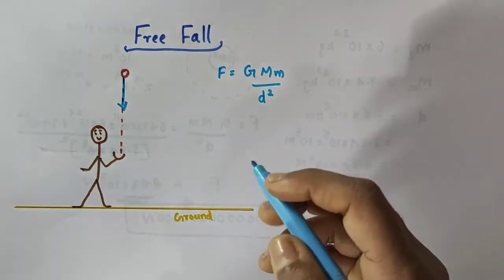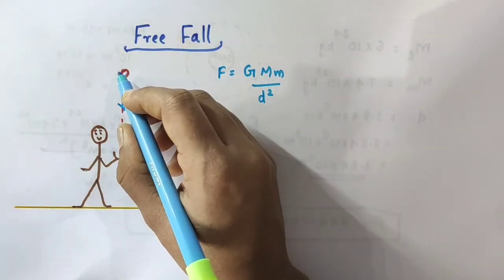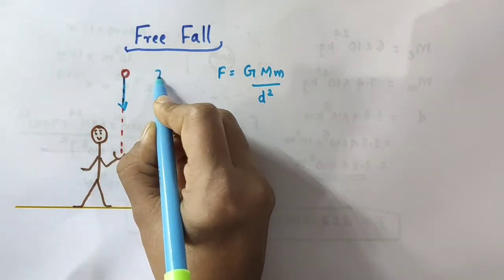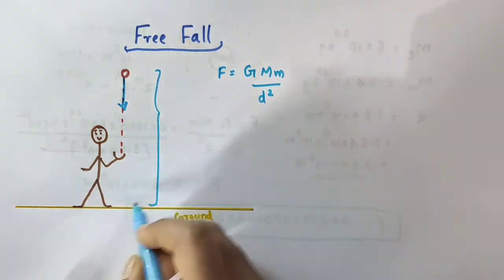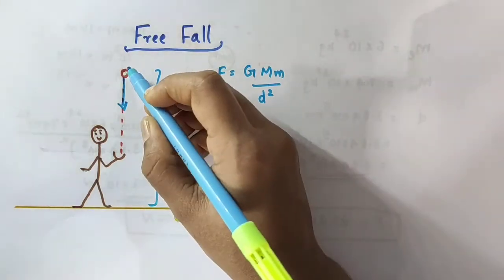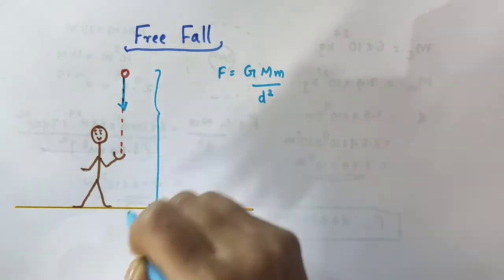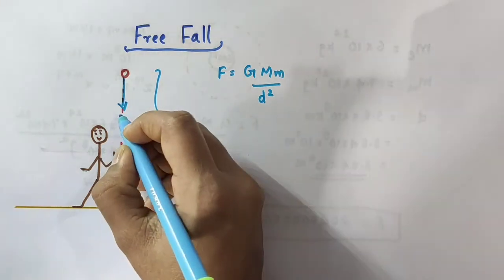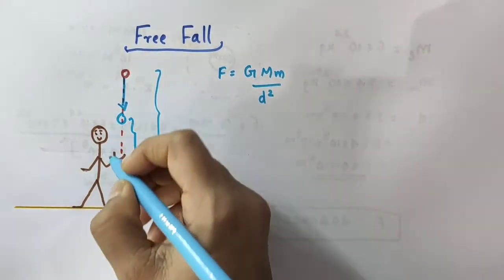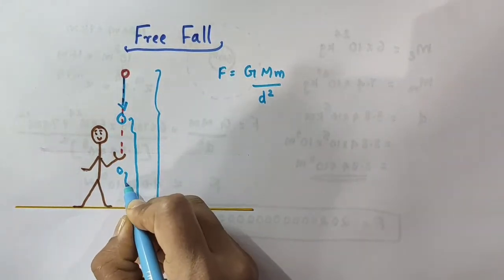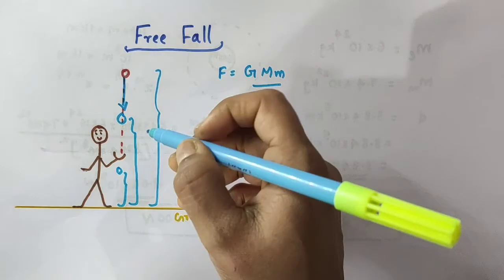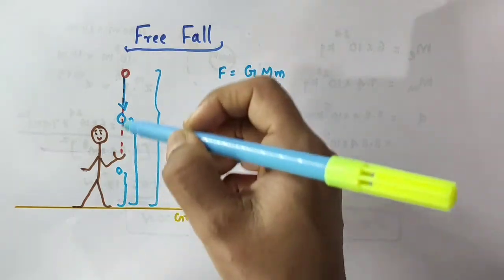Now consider the object is initially somewhere here, that is, it is this much height away from the surface of the earth or from the ground. When it is falling down, its distance from the ground decreases. After some time the ball may reach here, so at that time its distance is only this much from the earth. And after some time the ball may reach here, so only this much distance is there between the ground and the ball. So, when the object is falling down, its distance from the ground decreases.